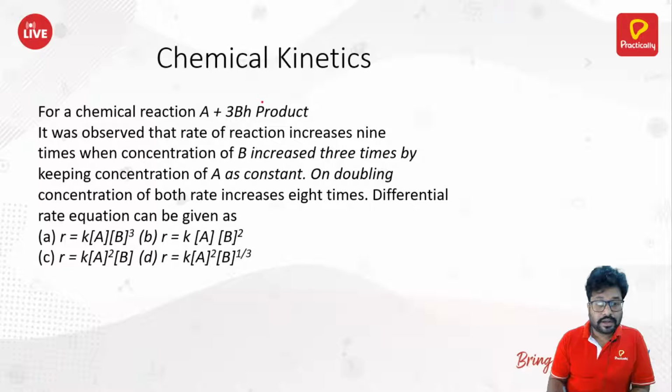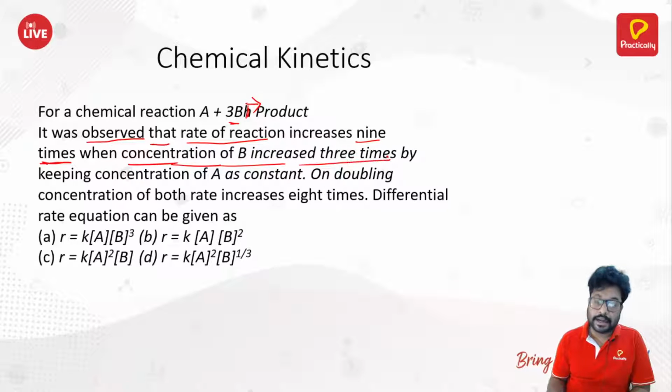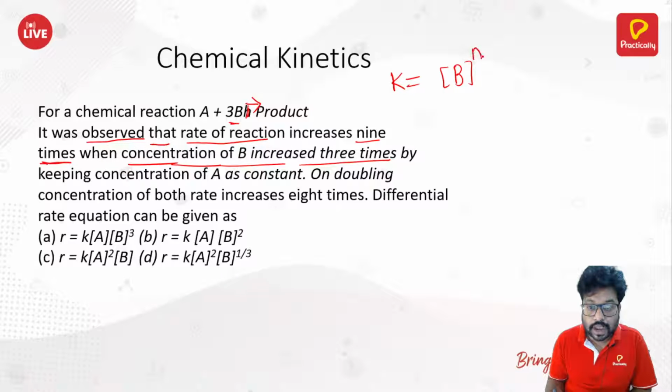For a chemical reaction, A plus 3B gives you product. It was observed that the rate of reaction increases 9 times when concentration of B increases 3 times. So we don't know whether reaction is dependent on A or not. But as far as B is concerned, we came to know just now that it is dependent on the concentration of B. So B raised to N.